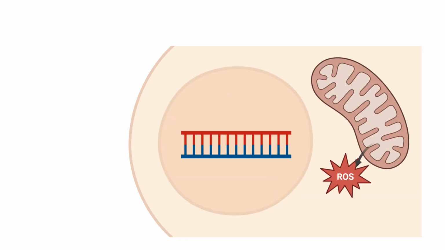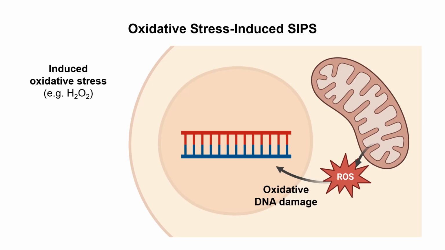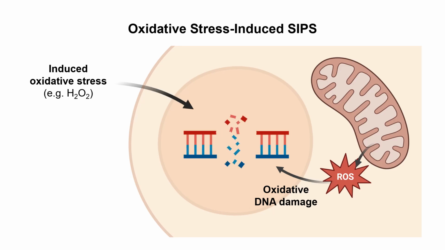Also in the cell, mitochondria generate ROS, and then it can potentially make oxidative DNA damages. Mimicking this effect, if we add the oxidative stress from outside, then it can damage the DNA, and this is the oxidative stress-induced model.